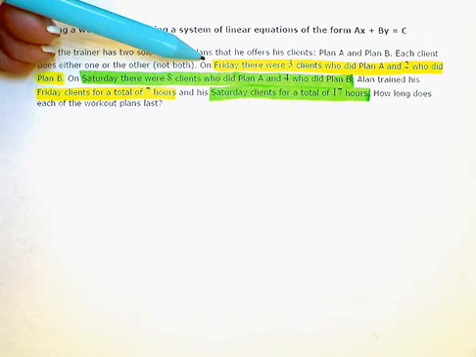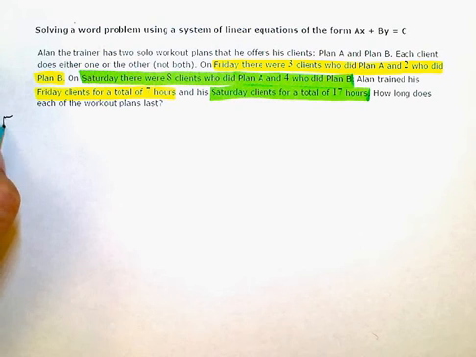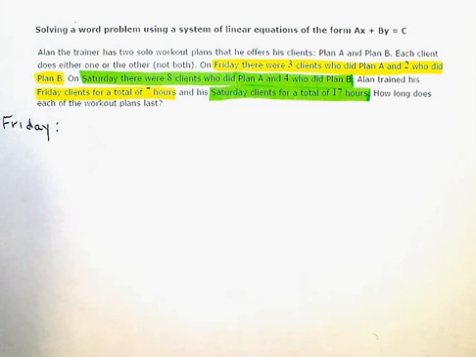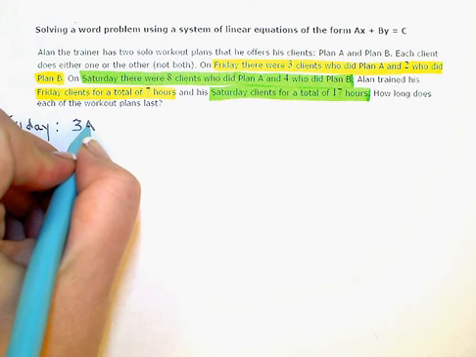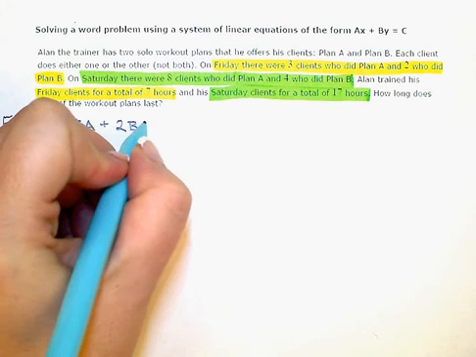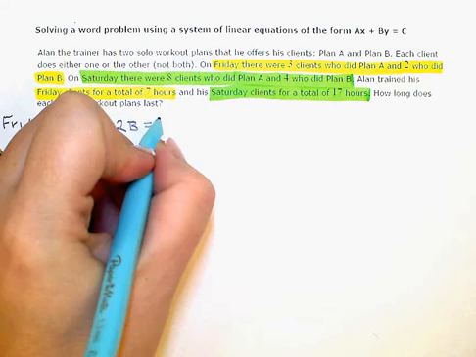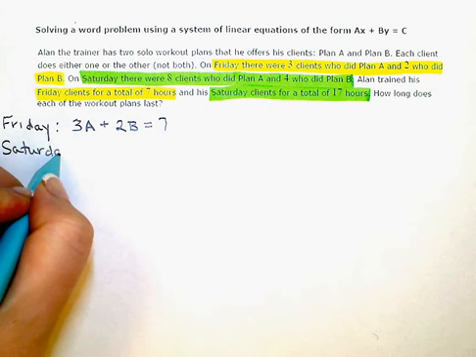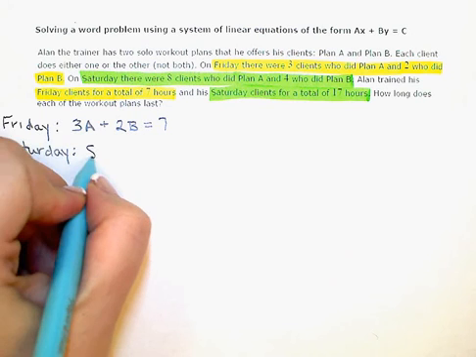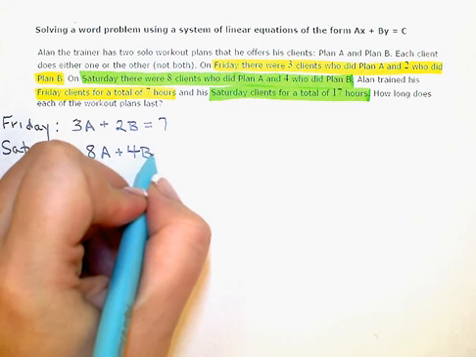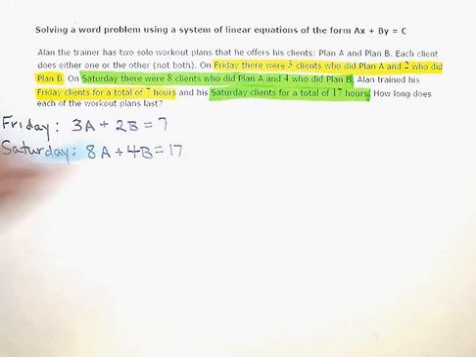So the information highlighted in yellow is going to go into my Friday equation. There were 3 clients who did Plan A, so I had 3 Plan A's, plus 2 Plan B's for the 2 who did Plan B, and in total that took 7 hours. On Saturday, there were 8 clients who did Plan A, plus 4 who did Plan B, and that took a total of 17 hours. So there's my 2 equations.